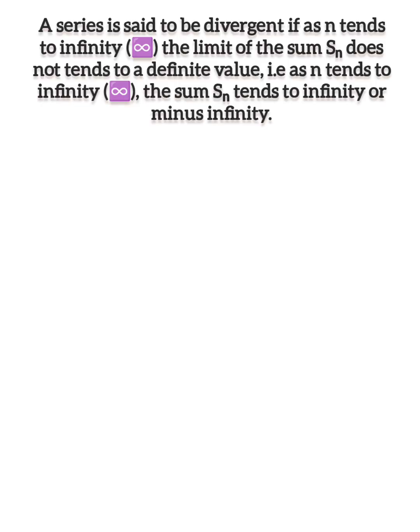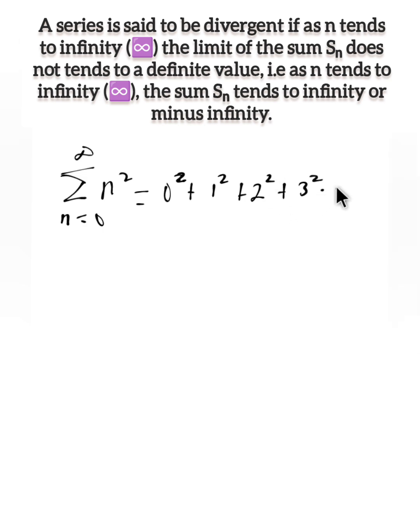Divergent series. A series is said to be divergent if, as n tends to infinity, the limit of the sum Sn does not tend to a definite value. That is, as n tends to infinity, the sum Sn tends to infinity or minus infinity. An example of a series that diverges is n squared. So the summation of n squared from n equals 0 to infinity, if we were to express it out, is 0 squared plus 1 squared at n equals 1, plus 2 squared at n equals 2, and so on to infinity.